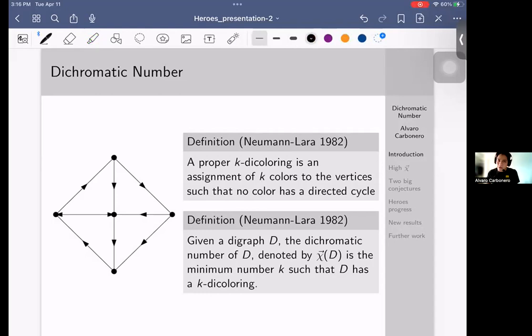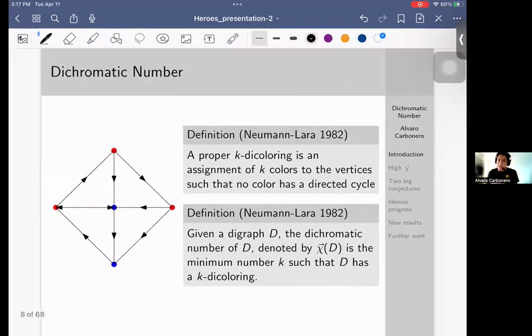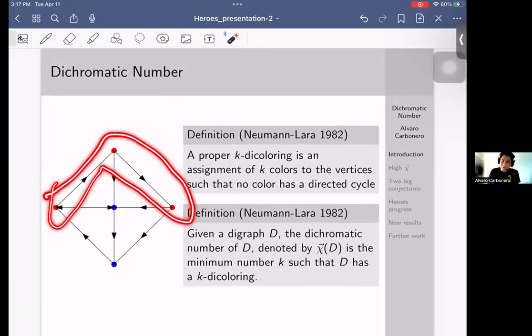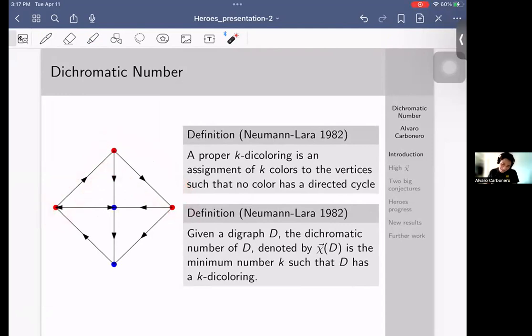And let's see an example of that. Here we have a k-dicoloring. As you can see, the red edges are P3, so it doesn't even have a cycle in the underlying undirected graph. So of course, it is going to be acyclic. And the same for the blue ones. So this has dichromatic number at most 2.